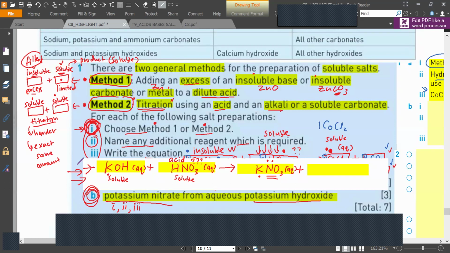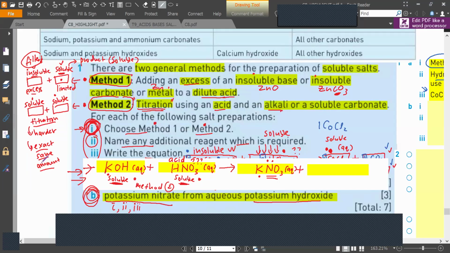Okay, you can try to think. Two. Correct, excellent. Okay, we will use method two. Why? Because both of them are soluble. KOH is soluble, nitric acid is soluble. So if we put one of them in excess, later we cannot separate it. So we must have the exact same amount. And how we can get the exact same amount is by titration.